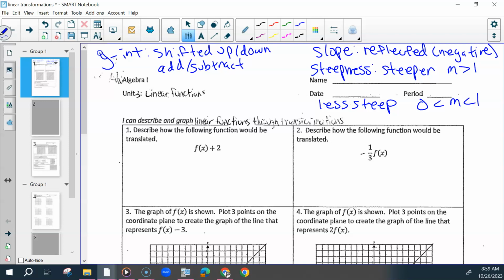These 2 things have nothing to do with each other. It could be reflected and steeper. So the number and the negative are 2 separate things. It could also be less steep and reflected, or any combination of those. Okay. And then the other piece is, with slope, it's usually multiplying or dividing.